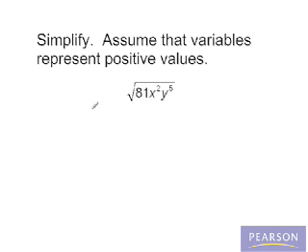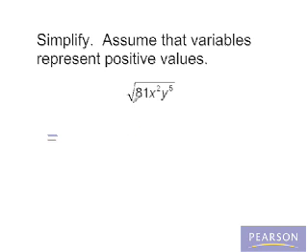Simplify. Assume that variables represent positive values. We are given the square root of 81x²y⁵, and we will begin by breaking this problem up into the product of smaller individual square roots, radicals, using our product property.